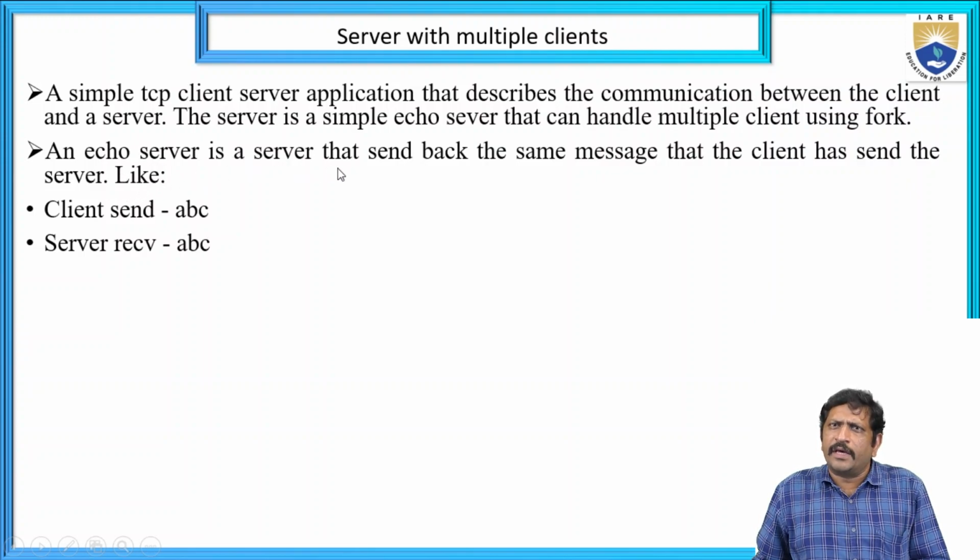An echo server is a server that sends back the same message the client has sent. Suppose the client sends the message ABC, the server receives the message ABC and sends it back in response to the client with the same message, that is ABC. Again, the server responds to the client with the same message, ABC.